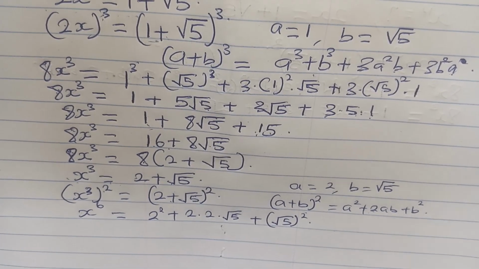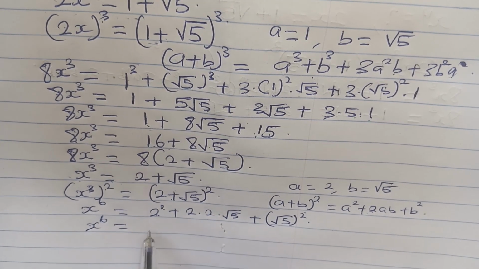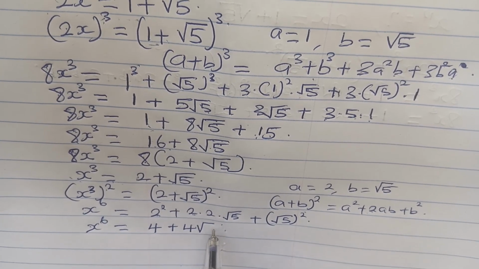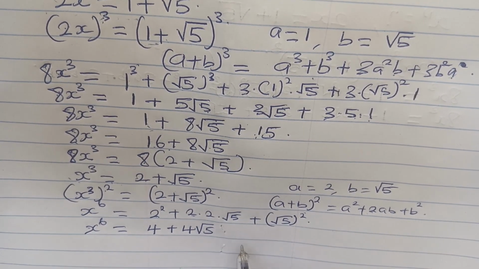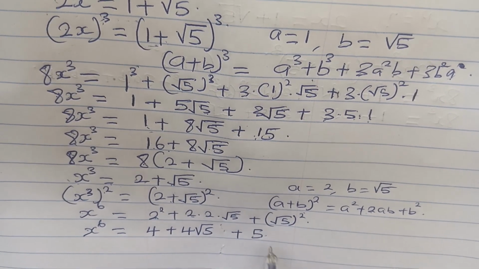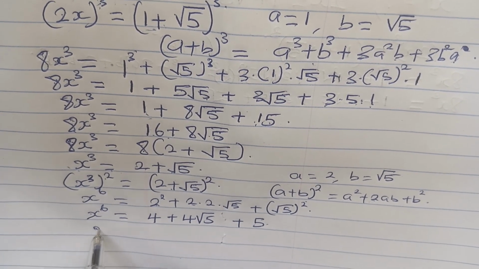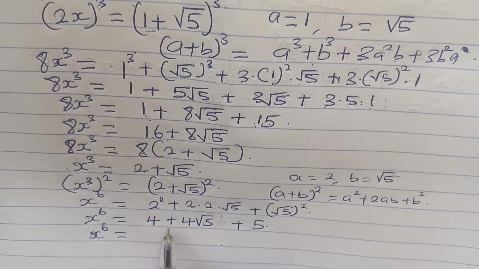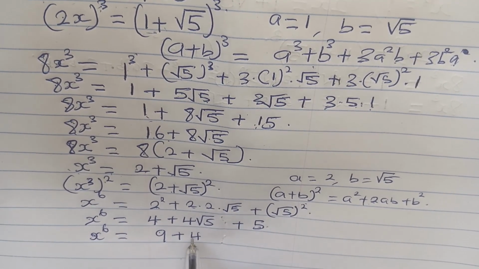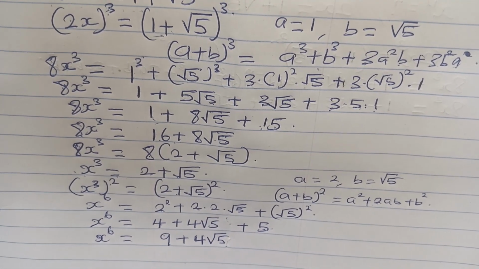Having done this, we can say x to the power of 6 is equal to 2 squared, which is going to give us 4, plus 2 times 2 times root 5, which is going to give us 4 root 5, plus root 5 squared, which is going to give us 5. So we are going to have x to the power of 6 is equal to 4 plus 5, which gives us 9, plus 4 root 5. We are getting close.